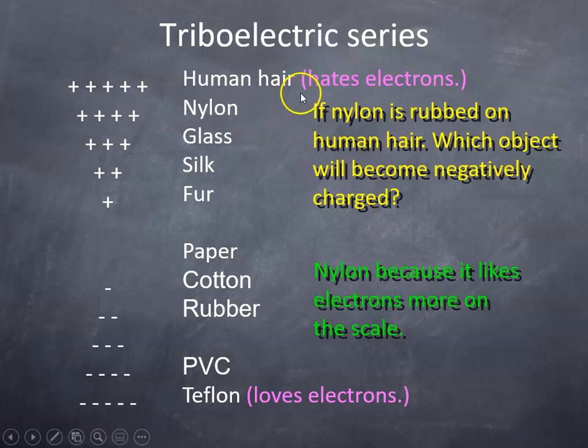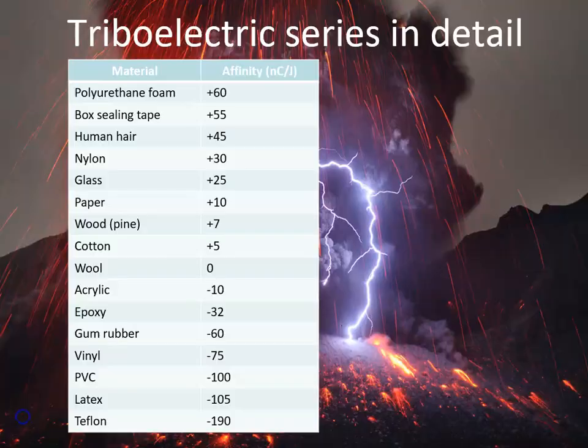In other words, this isn't saying that this will always become positively charged. It's just saying that this will preferentially become positively charged when rubbed against typical, say, neutral materials. But if it's rubbed against a material that wants to become even more positively charged, then yeah, the nylon's going to become negatively charged. So that's something to keep in mind in this triboelectric series type of situation.